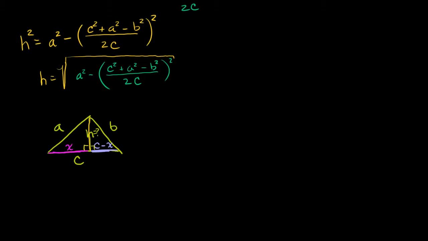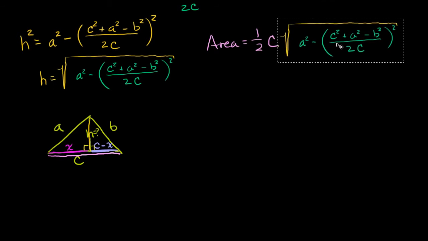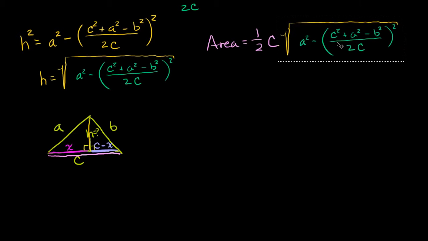So if we wanted to figure out the area of our triangle, let me do it in pink. The area of our triangle is going to be 1/2 times our base. Our base is this entire length, c, times our height, which is this expression right here. Let me just copy and paste it. So times the height. So this now is our expression for the area.